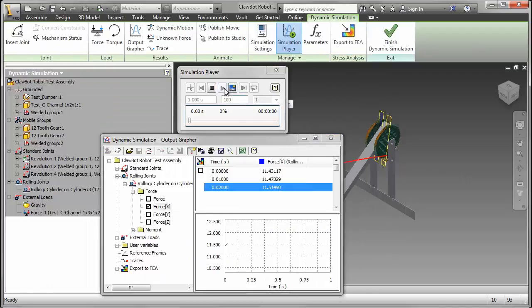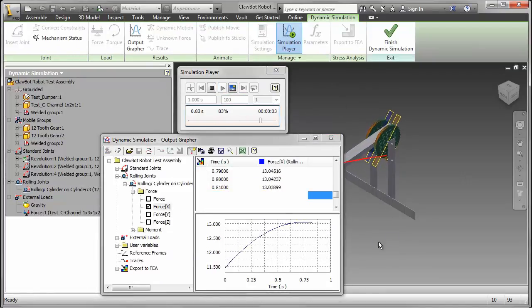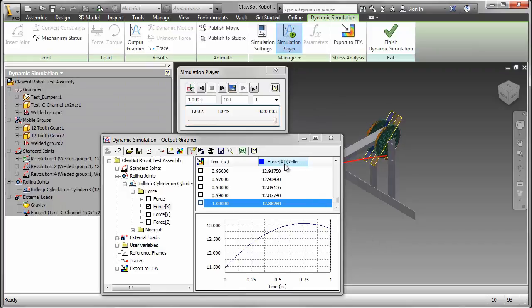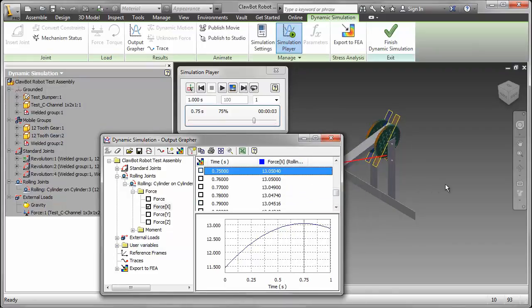Now that you've seen one example of using Autodesk Inventor's motion simulation, it is your turn to calculate the maximum torque required to raise the arm on your robot design.